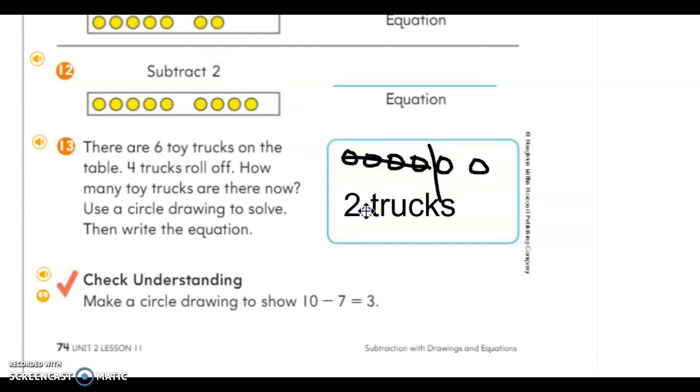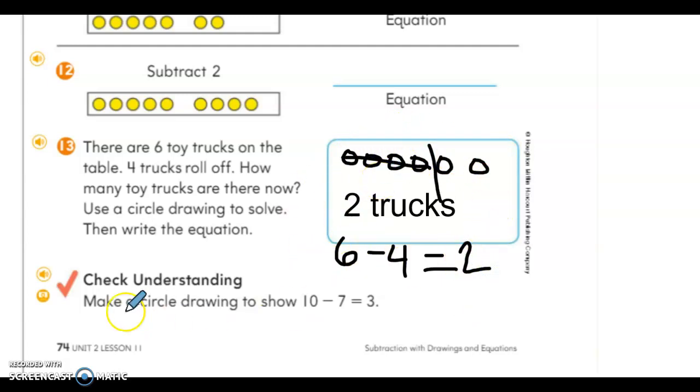And the directions also asked us for the equation. So we need to write how many we started with, which was 6. How many did we take away? Which was 4. And how many were we left with? Which was 2. So this is what you need to have for number 13.